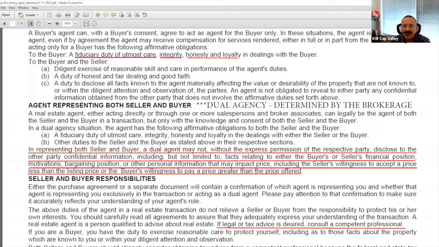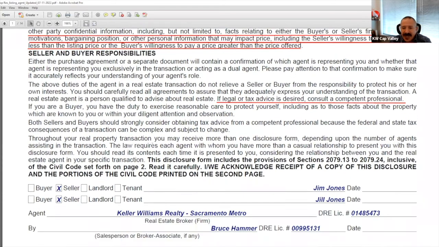You're representing both parties. What is a little more murky, and what a lot of agents don't fully understand, is that dual agency is not just determined by you as the agent representing both parties. It's determined by the brokerage that your license is hung under or associated with. So for example, in KW SAC Metro, we all work under the corporate license, which is 014885473.